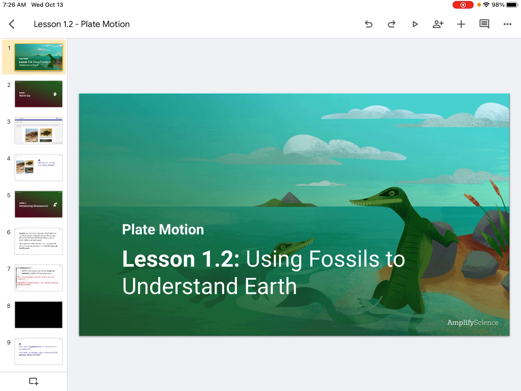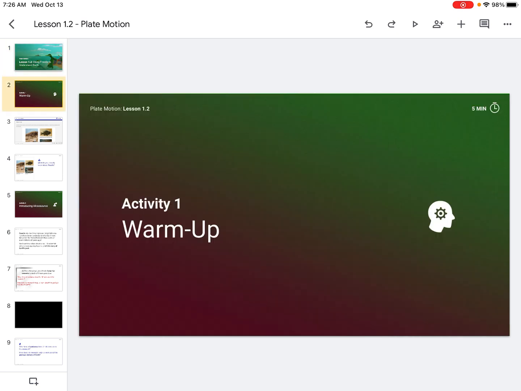So we are in Plate Motion, Chapter 1, Lesson 2. And we're going to be kind of just introducing the whole unit of plate motion. We're going to go ahead and do the warm-up activity first.